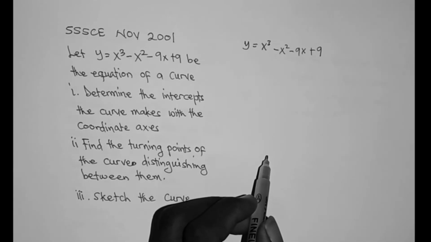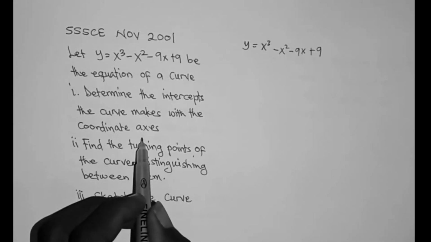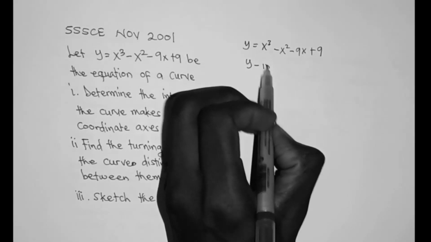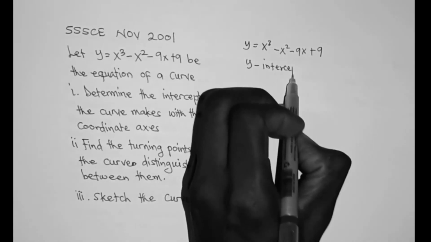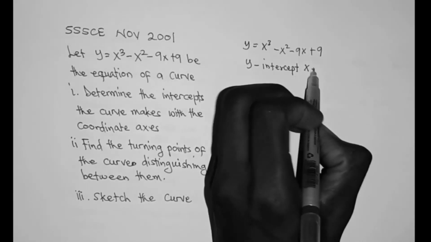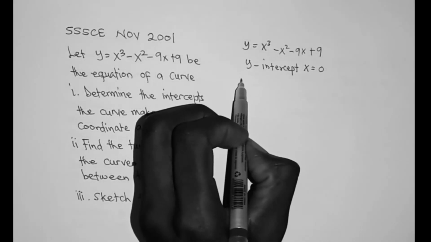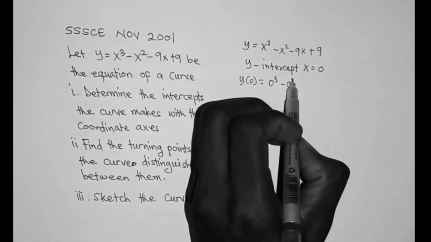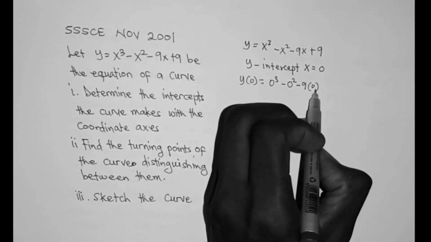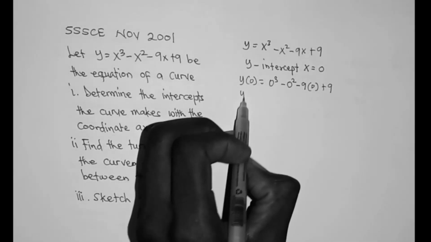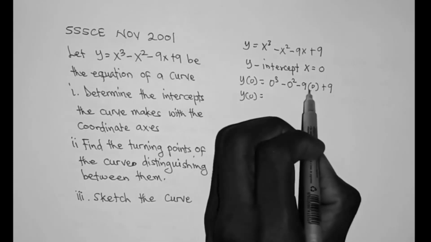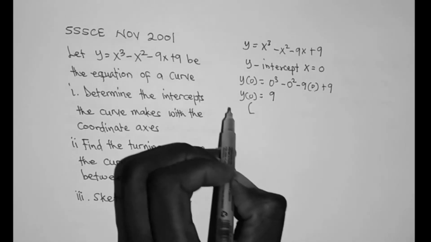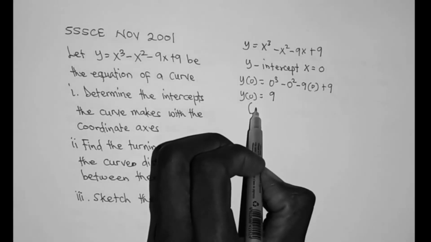So it says that we should determine the intercept the curve makes with the coordinate axis. So let's first find the y-intercept. What is the y-intercept of this equation? We know that at the y-intercept, x is equal to 0. So we just have to find y of 0. And that is equal to 0 cubed minus 0 squared minus 9 times 0 plus 9. So y of 0 equals, all of this will go to 0. It's just equal to 9. So we have one of the points at the intercept as (0, 9).